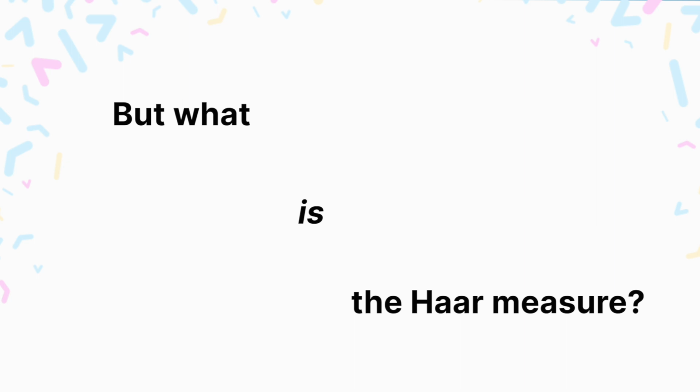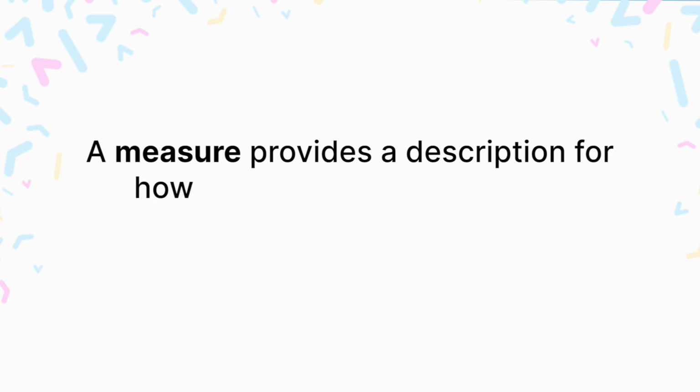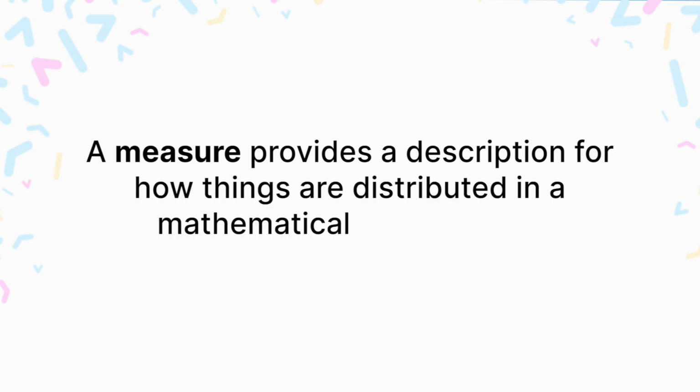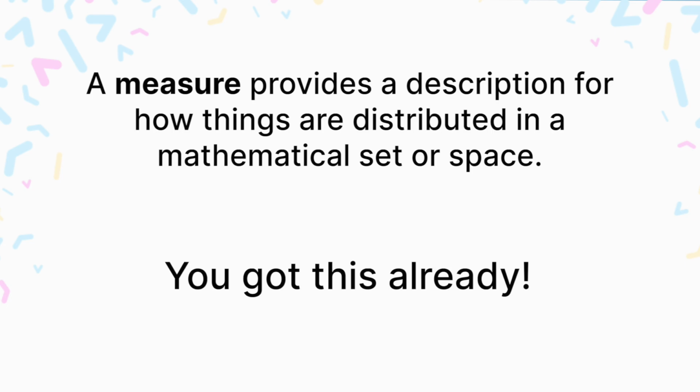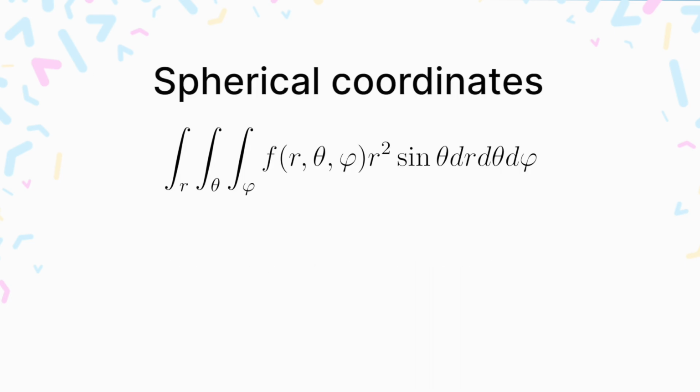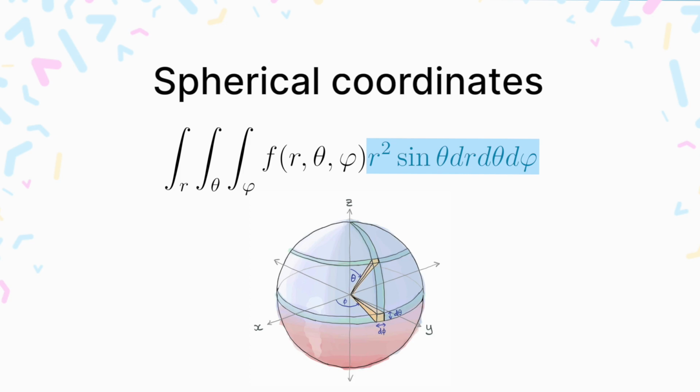Before we answer what is the Haar measure, it's important to understand what a measure is in the first place. A measure provides a description for how things are distributed in a mathematical set or space. If you're coming from a background in physical sciences, math, or computer science, odds are you've already seen measures in action in these scenarios. When integrating a function in spherical coordinates, say, the measure is the differential on the screen, which tells us how an infinitesimal chunk of volume is distributed in spherical coordinates.